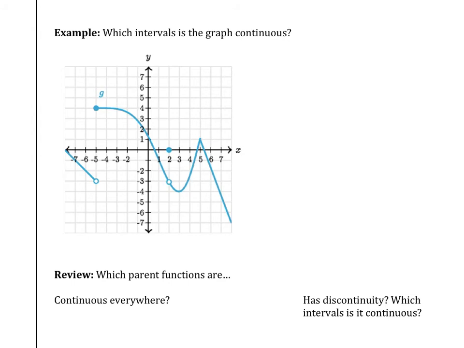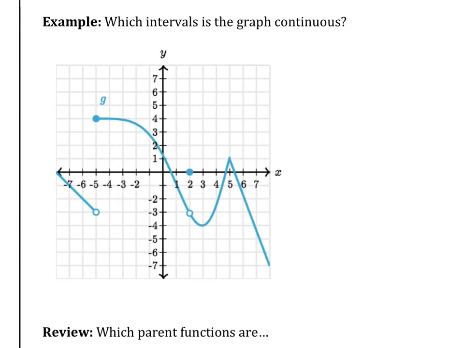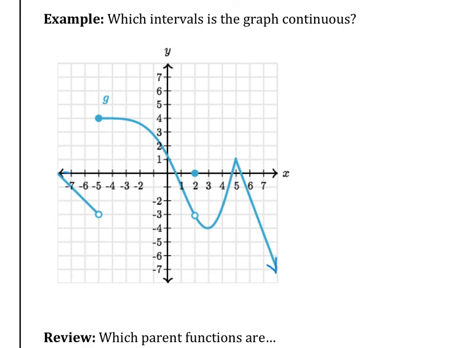Now, if we were to look at this graph, on which interval is the graph continuous? We're going to assume the two ends keep going. So if you're talking about where the graph is continuous, on which x interval, it's pretty clear. This part is continuous up to -5, and then at -5 it's not continuous, right?